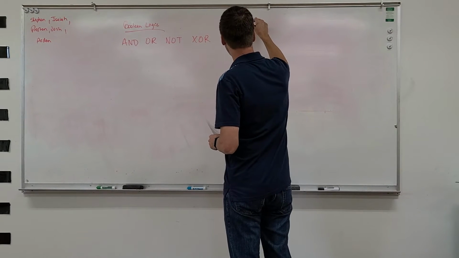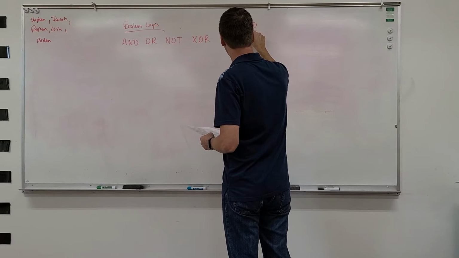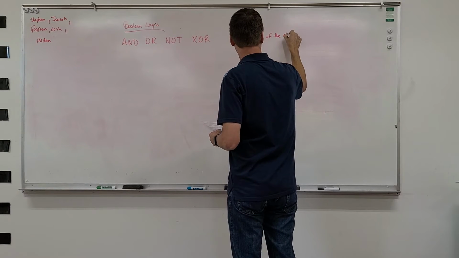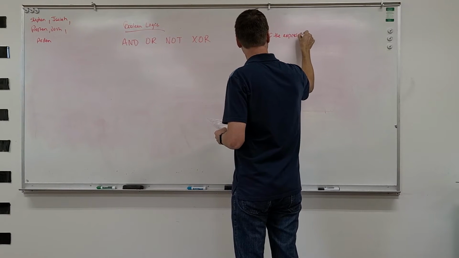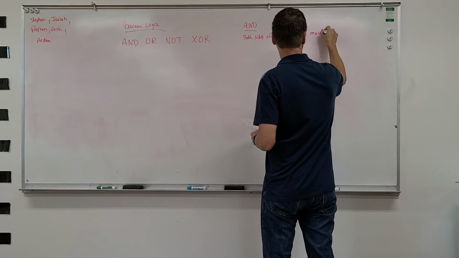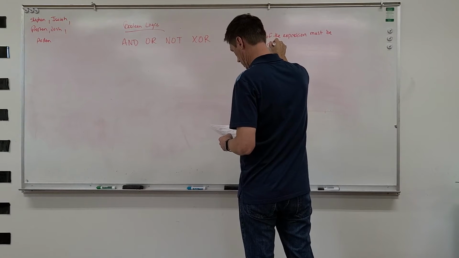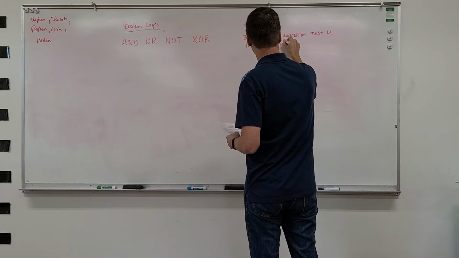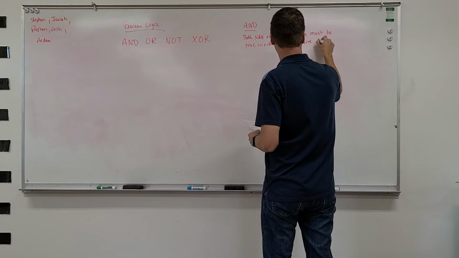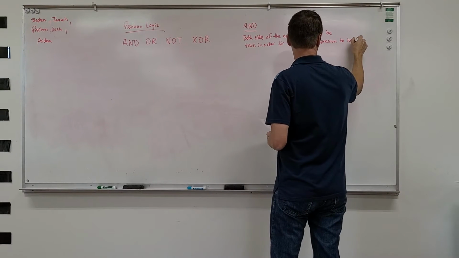What does an "and" mean? The definition of "and" is both sides of the expression must be true in order for the entire expression to be true.